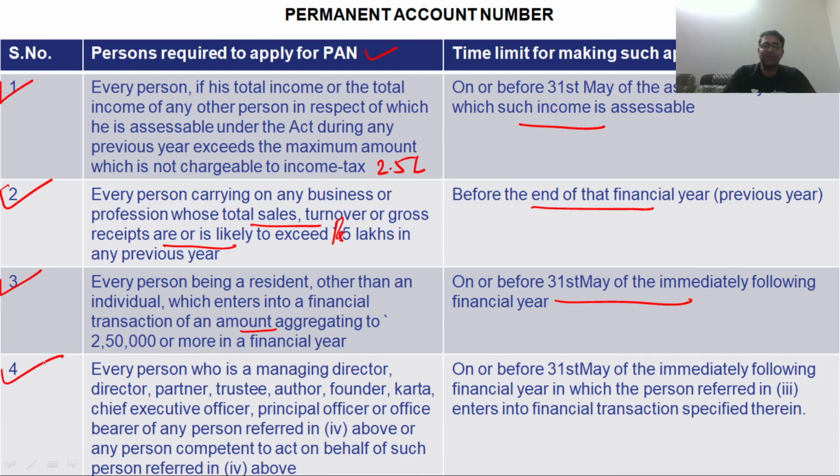And fourth, every person who is a managing director, partner, trustee, author, founder, karta, chief executive officer, principal officer or office bearer of any person referred to in 3 above, or such person competent to act on behalf of such persons referred to in 3 above, on or before 31st of May immediately following the financial year in which the person referred to in 3 enters into the financial transaction. Alright, so basically here are a few of the people who are mandatorily required to apply for a PAN card every year, and these are the time limits given.